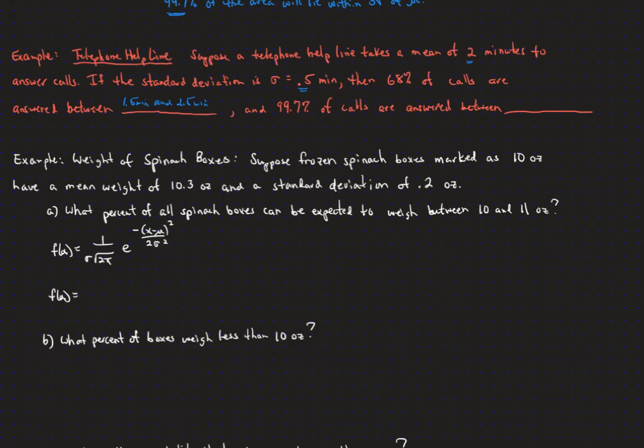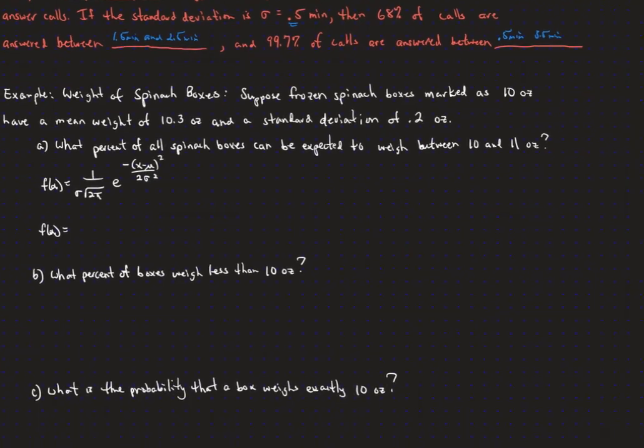99.7% of the calls will be answered within 3 standard deviations of the mean. So that would mean 3 standard deviations to the left of 2 minutes would be 0.5 minutes, and 3 standard deviations to the right of 2 minutes would be 3.5 minutes. So that's what we're looking for there, is using that 68, 95, and 99.7 rule. Okay, now we'll talk more about the calculus part of this.